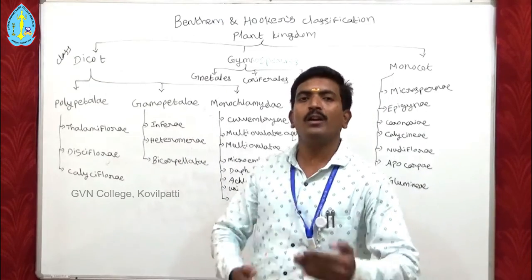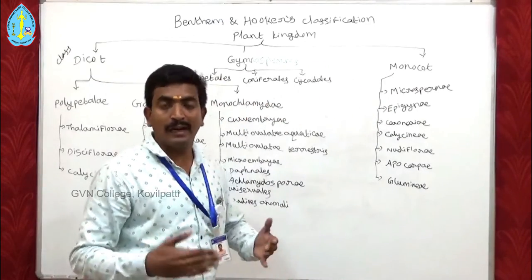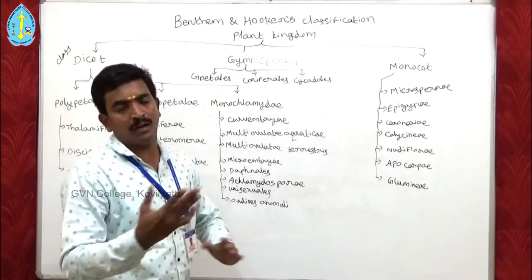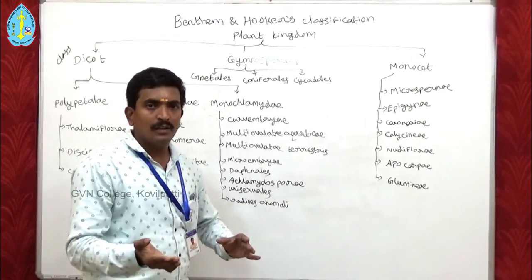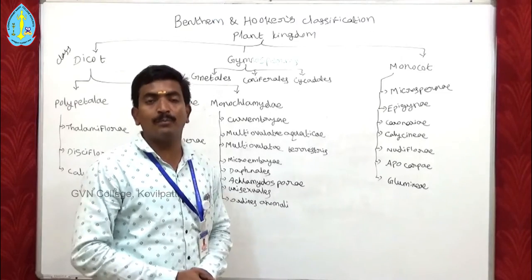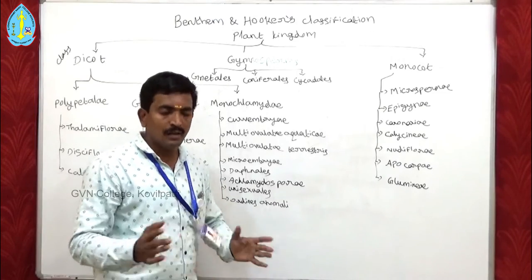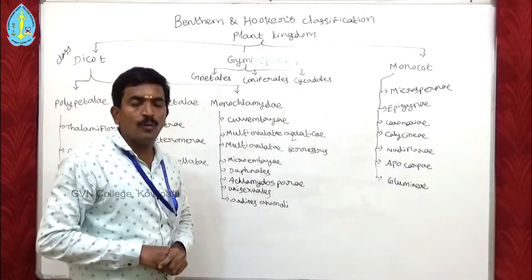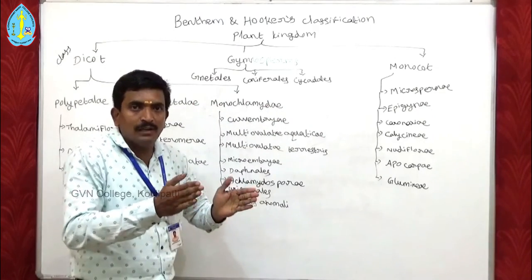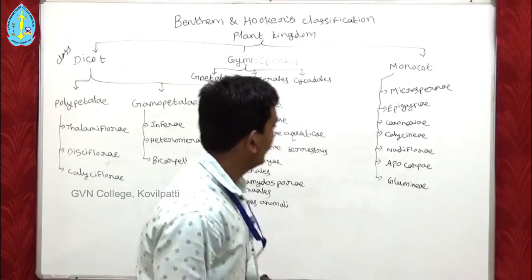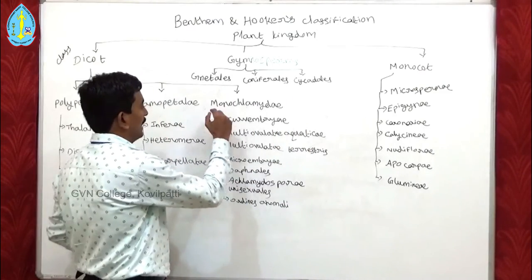Then we come to Monochlamydeae. Monochlamydeae means, as I already explained, only one series is present, either calyx or corolla, or we could not identify the calyx and the corolla, and perianth alone is present. Those flowers come under the subclass Monochlamydeae. Monochlamydeae is further classified into 8 series: series 1, 2, 3, up to series 8.